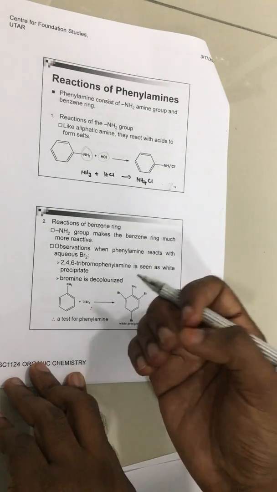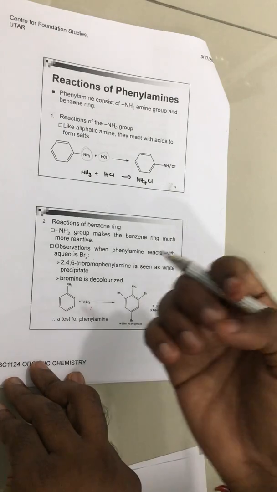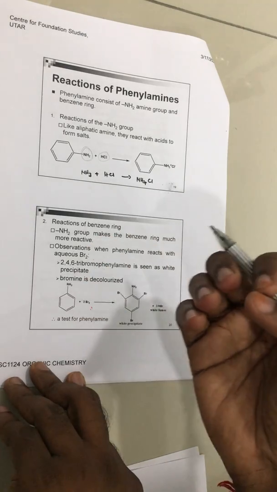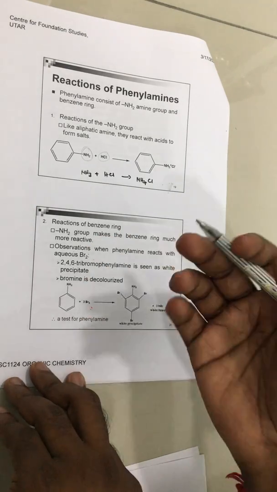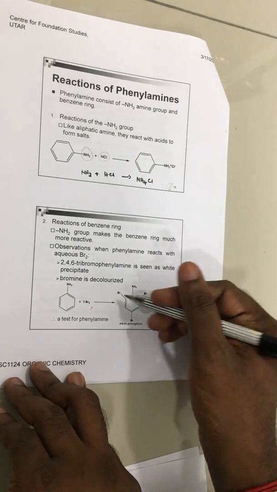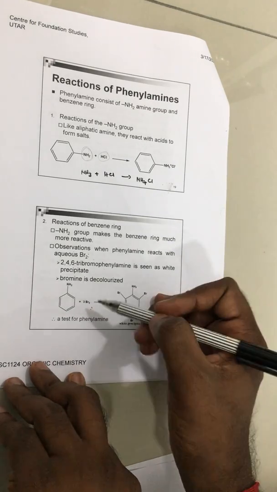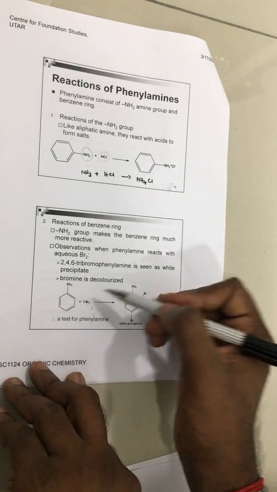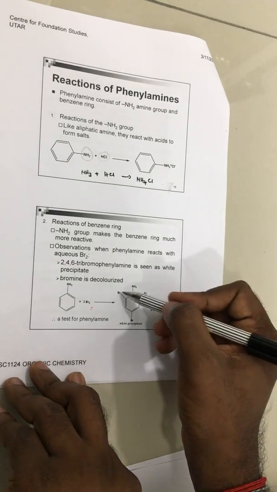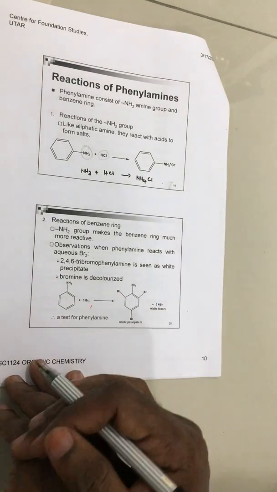This is actually one of the chemical tests that you can use to test for the presence of phenylamine. And bromine is decolorized, meaning your reddish brown color is decolorized. So at the end you'll get a white fume of HBr and also the white precipitate of your 2,4,6-tribromophenylamine. Always remember here, you need 3 molecules of bromine, not one, to produce 3 molecules of HBr, because you need 3 bromines to be attached to the benzene ring itself. So that's about the reactions of phenylamine.